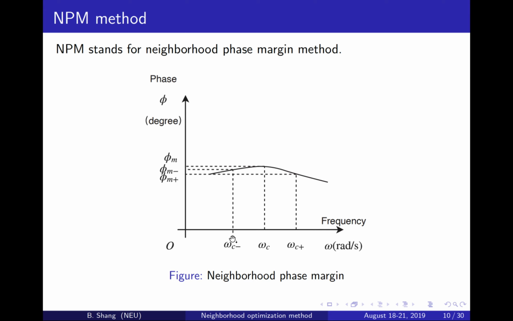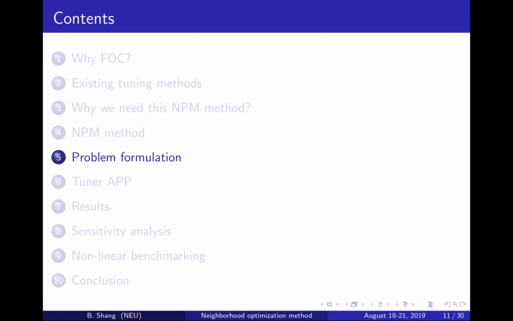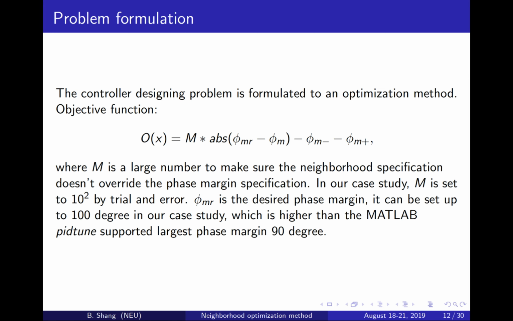So we have two control points. The first one is omega c minus, and the second one is omega c plus. We suppose that if we get the phase at omega c minus and the phase at omega c plus to be as close as possible to the phase at the crossover frequency, the control system would be very robust. So this is our main idea of the NPM method. Based on this, we have established the optimization problem. So let's go to the problem formulation part. This is the objective function.